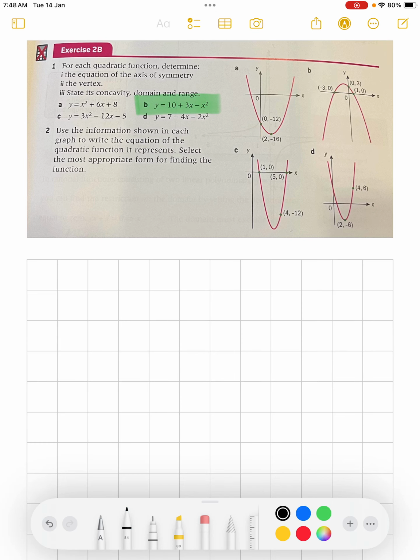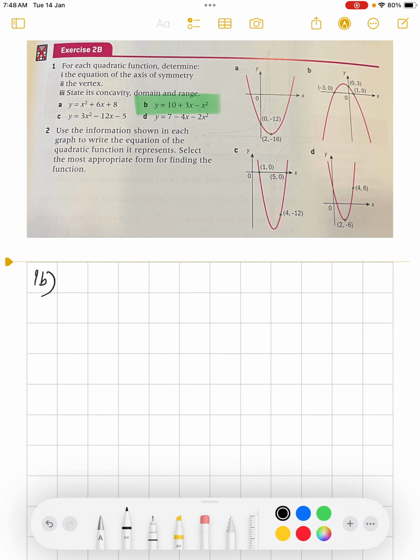I'm looking at question 1, part B. For each quadratic function, determine the equation of the axis of symmetry, the vertex, state its concavity, domain and range. Well, we've got the equation y equals 10 plus 3x minus x squared. I'm going to place the negative x squared first, 3x second, 10.